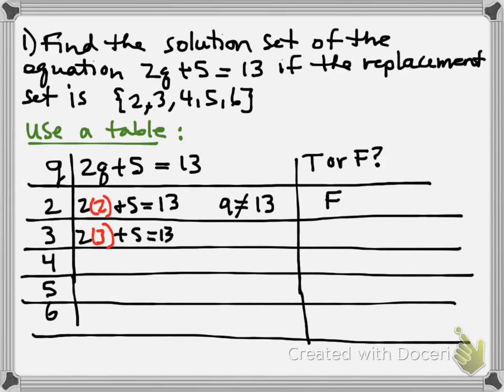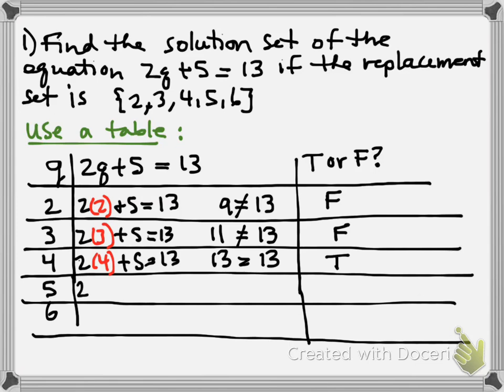So 2 times 3 is 6, 6 plus 5 is 11, and then we have 11 equals 13. Is that true or false? So that would be a false. So next we're going to try 4. And we have 8 plus 5 is 13, and is 13 equal to 13? So finally we have a true, okay, but we got to test them all.